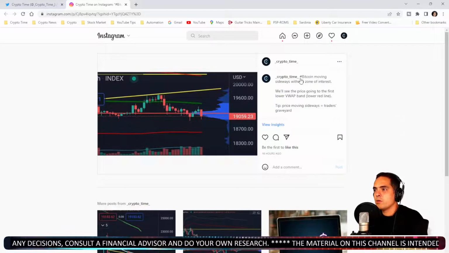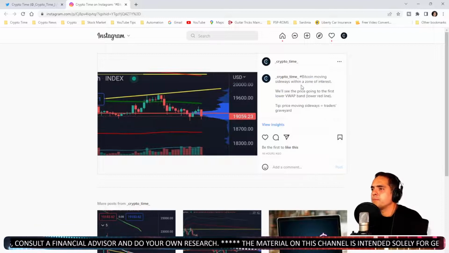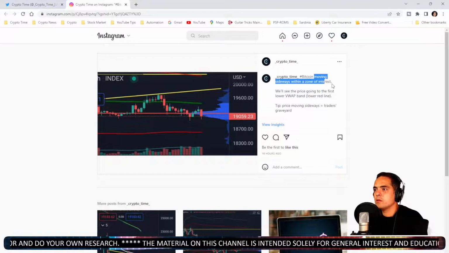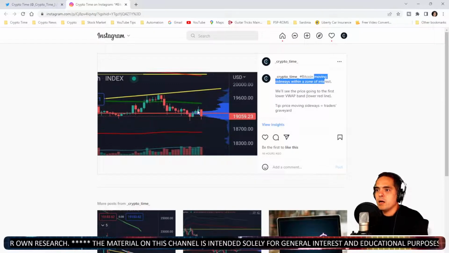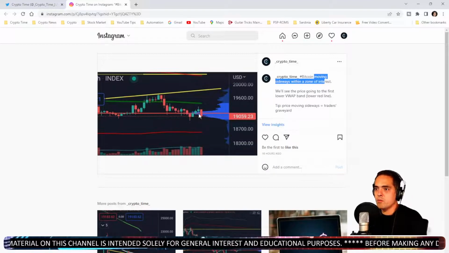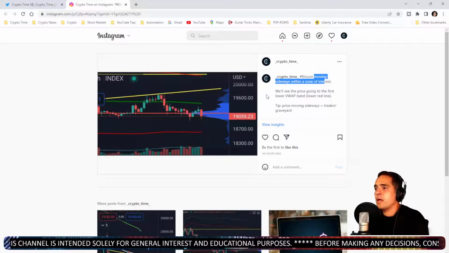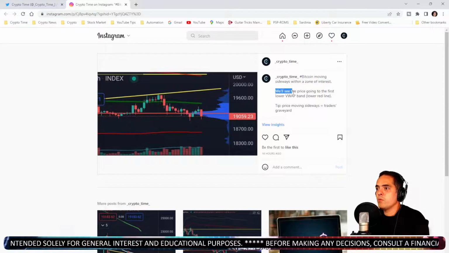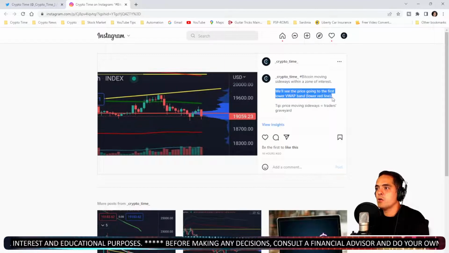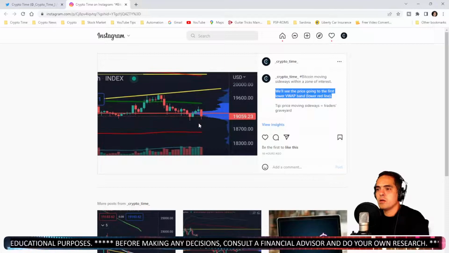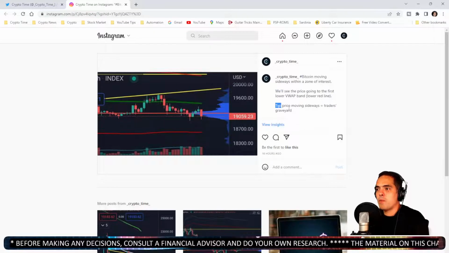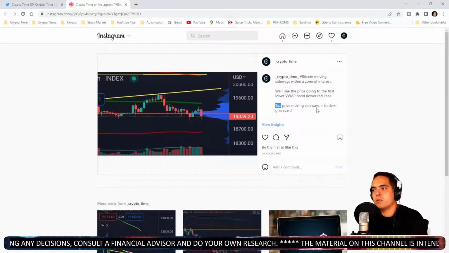So we say here, Bitcoin price moving sideways within the zone of interest. Here we have this red line, which is the point of control. We saw that before, and you'll see the price going to the first lower VWAP band, the lower red line, which is this one here. And then one tip: price moving sideways means the trader's graveyard.